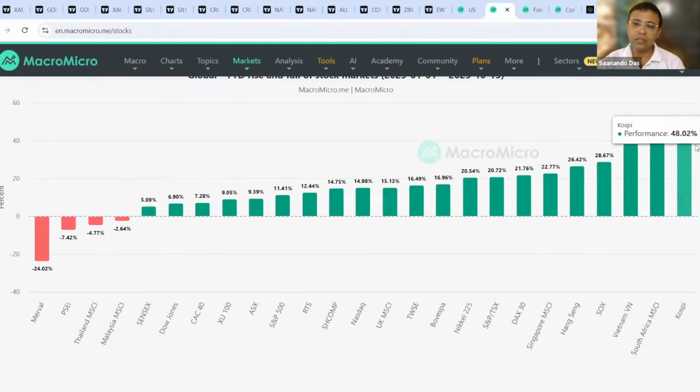So this year, the awesome performance so far came from South Korea, Vietnam, Hang Seng, Semiconductor Index, and South Africa. And the worst performer has been so far Turkey. Argentina, the Malaysian index, and Thailand have also not done so well.